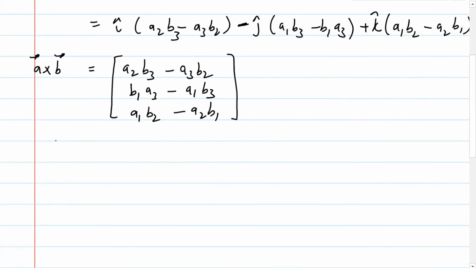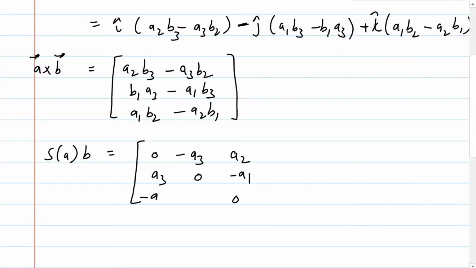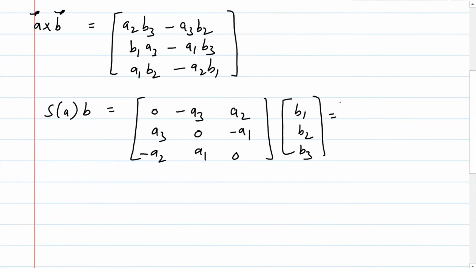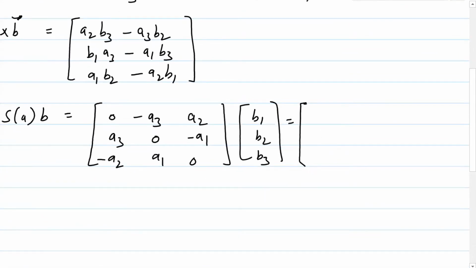Okay, now let's do this using this formula, S of A times B. So S of A, as we saw, was 0, minus A3, A2; A3, 0, minus A1; minus A2, A1, 0. And then B is simply B1, B2, B3. So let's take this matrix times vector product. So 0 times B1 is 0. Then we have minus A3 times B2 plus A2 times B3.